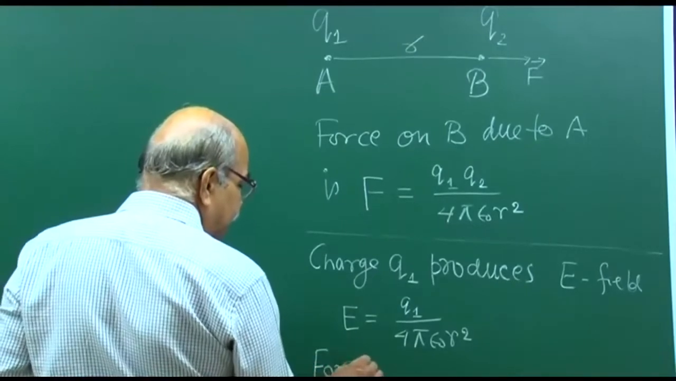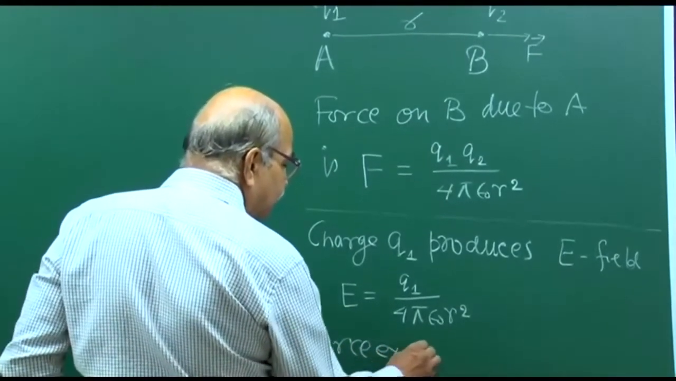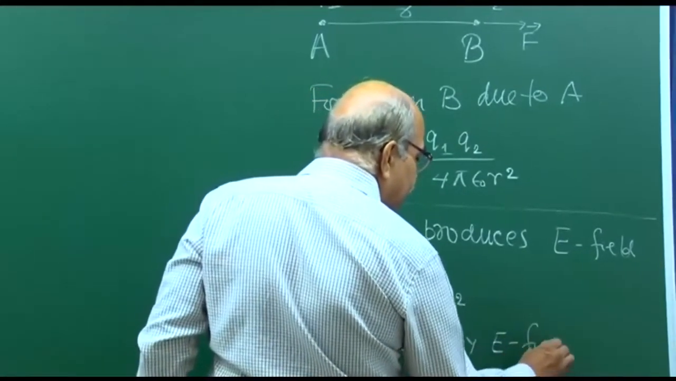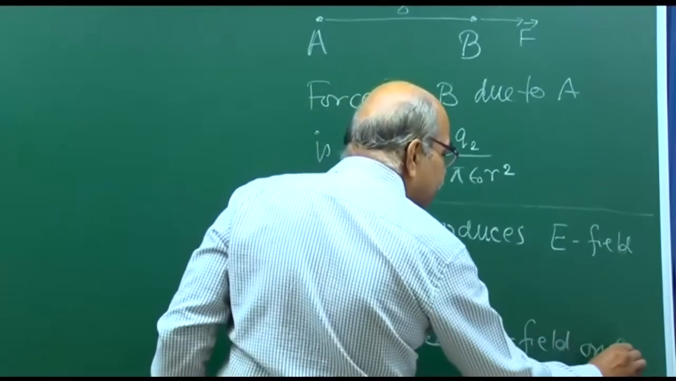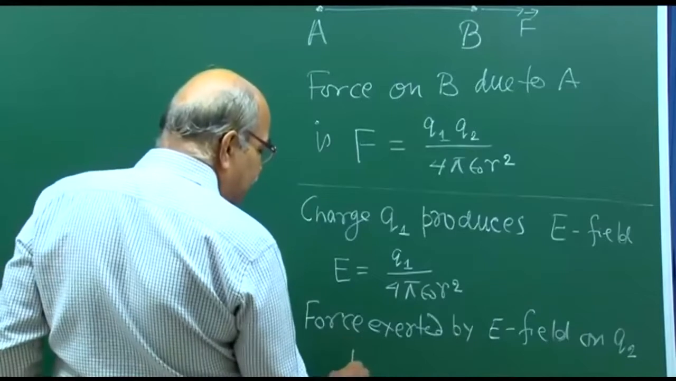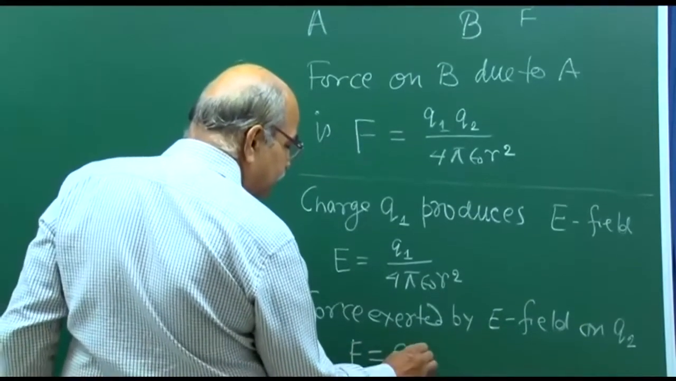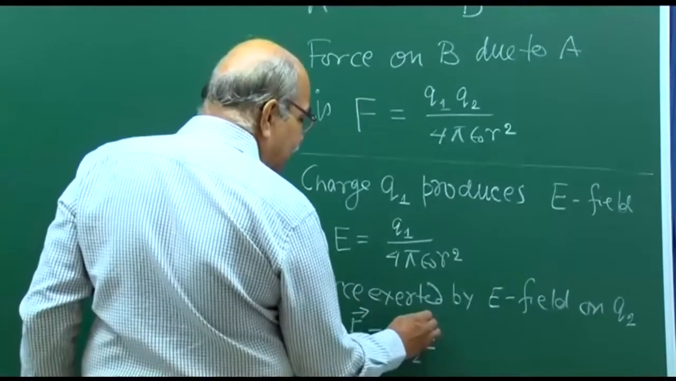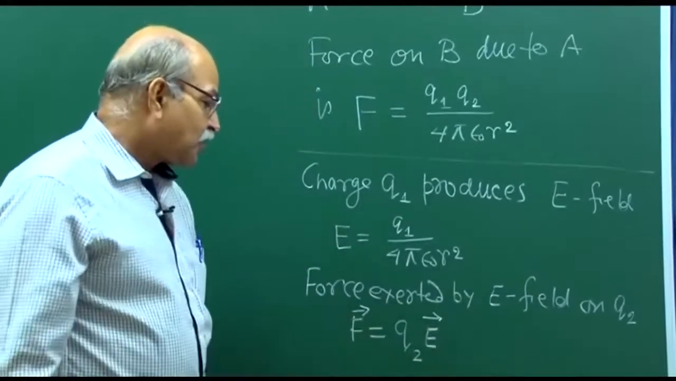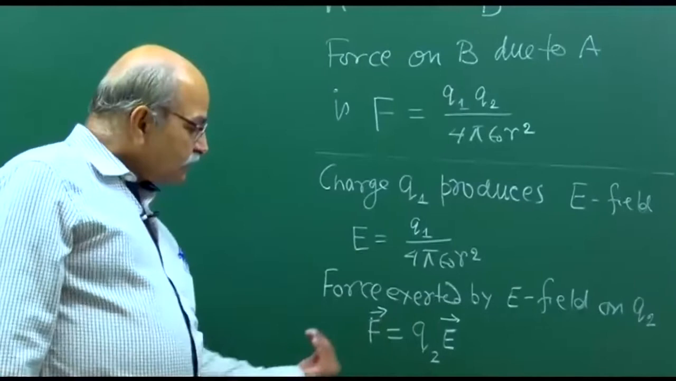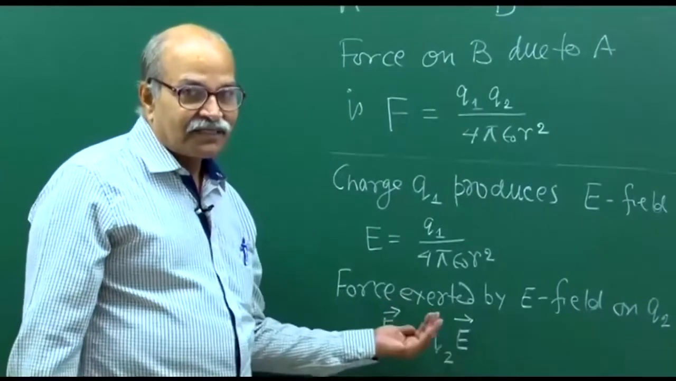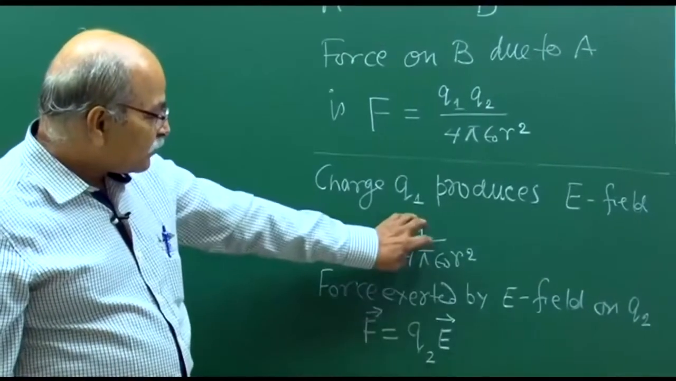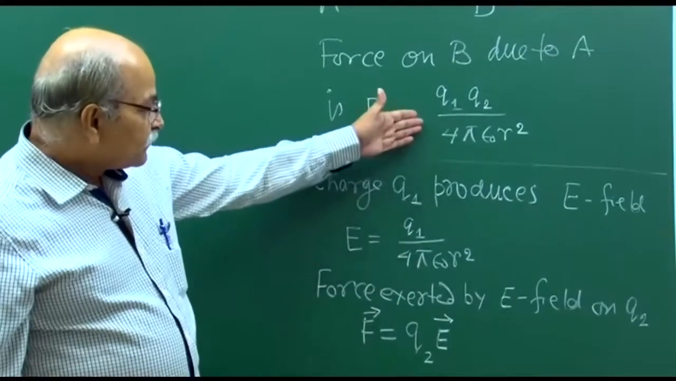Force exerted by electric field on Q2, and that force is given by Q2 times E, and that force is in the same direction as E if this Q2 is positive, and if this Q2 is negative, then the force will be opposite to the direction of electric field. So, if you combine this one and this one taking proper directions into account, you get this Coulomb's law.